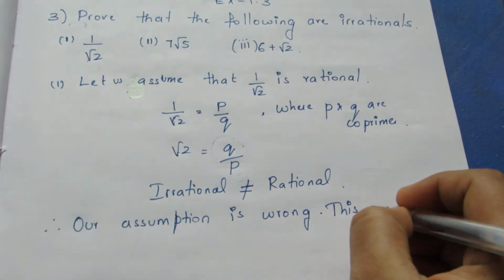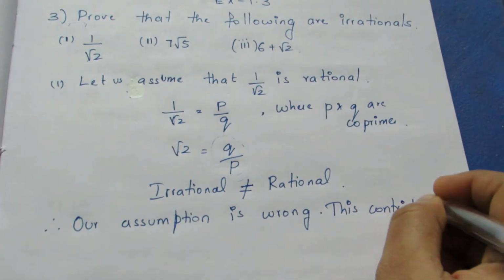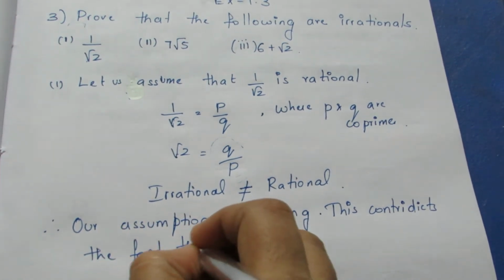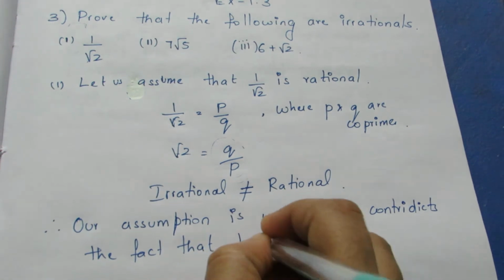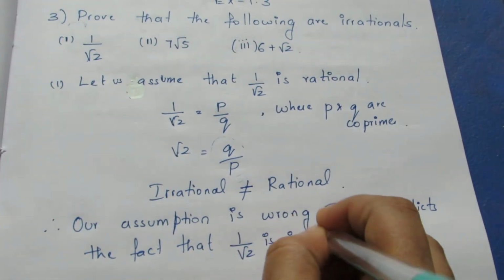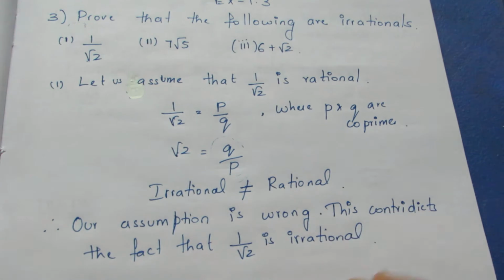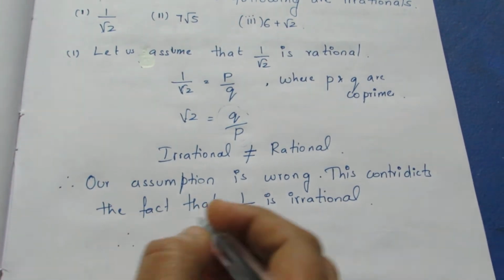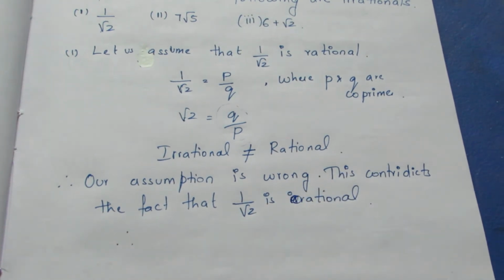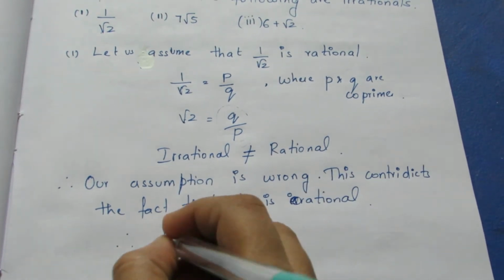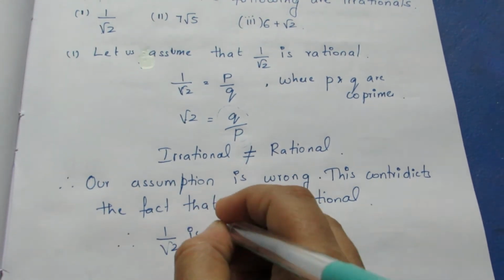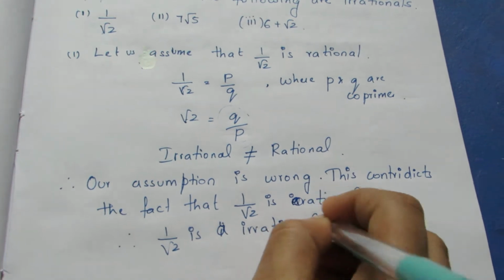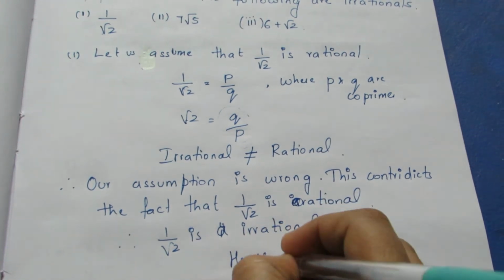This contradicts the fact that 1 by root 2 is rational. Therefore, 1 by root 2 is an irrational number. Hence verified, or hence proved.